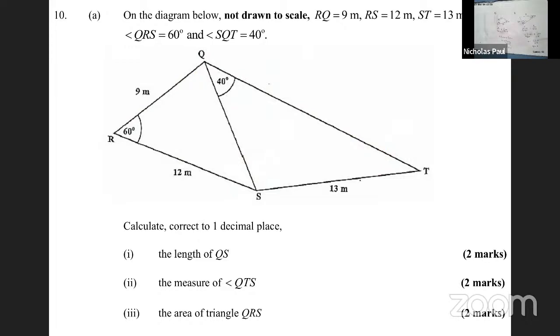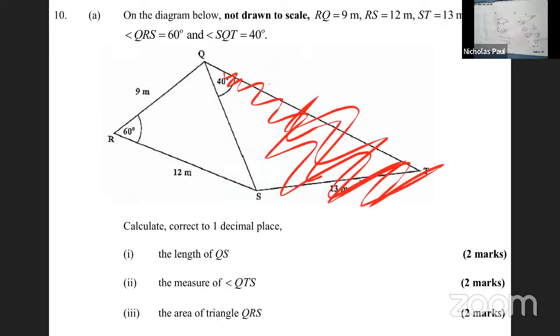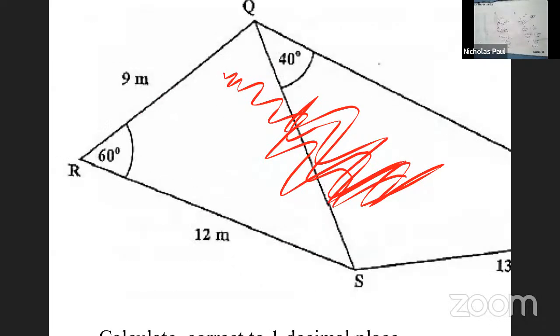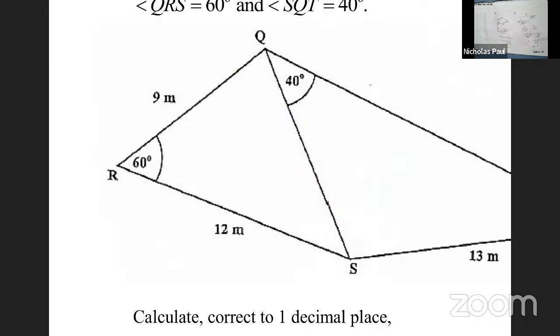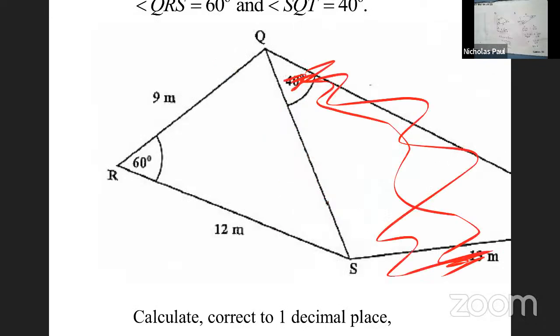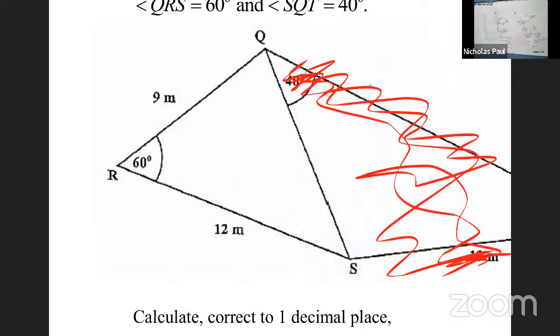We would like to get QS, but we have two triangles that QS belongs to, QRS and QTS. Which one has more information, QRS or QST? QRS, very good. So let's ignore this just for now. We are only focusing on this triangle here. Try your best to ignore the other part, or you could redraw it. Good. Nice. Here's the hard part.